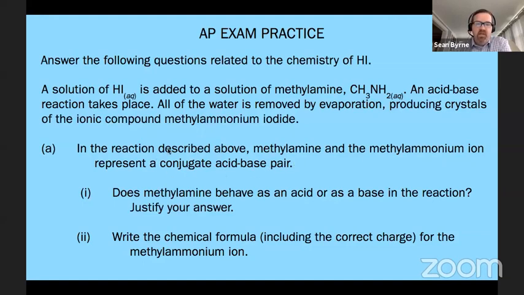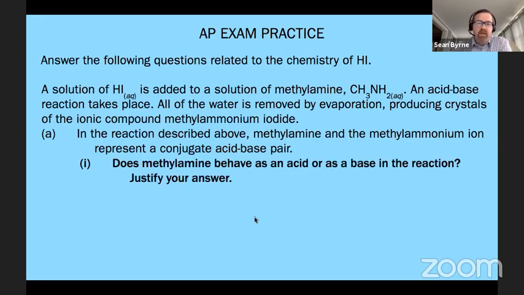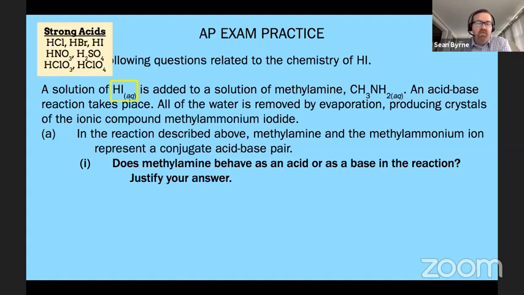Here again, we see the idea of a conjugate acid-base pair coming up again for us to consider. So think about how methylamine and methylammonium behave as a conjugate acid-base pair based on what you remember from yesterday. Our question to begin with is, does the methylamine behave as an acid or a base in this reaction? And I think one of the keys here, one of the tricks, is to look at hydrogen iodide in an aqueous solution. And I hope that jumps out at you as one of our 7 strong acids, especially when it's in an aqueous environment.